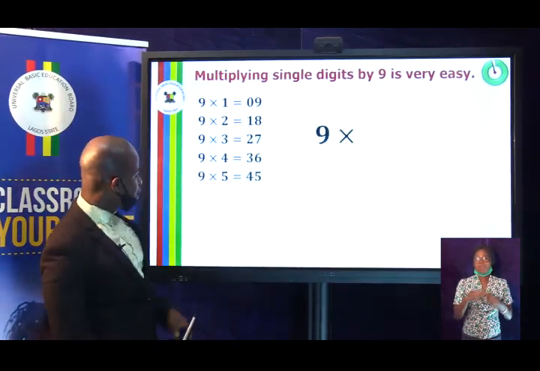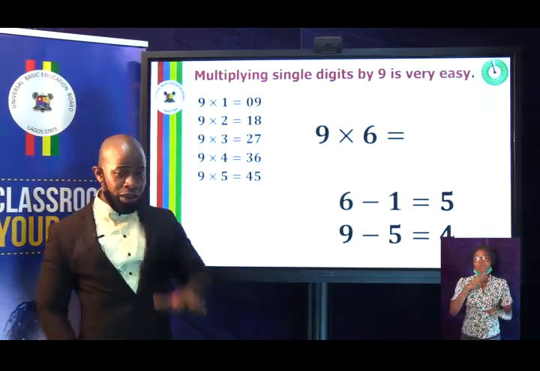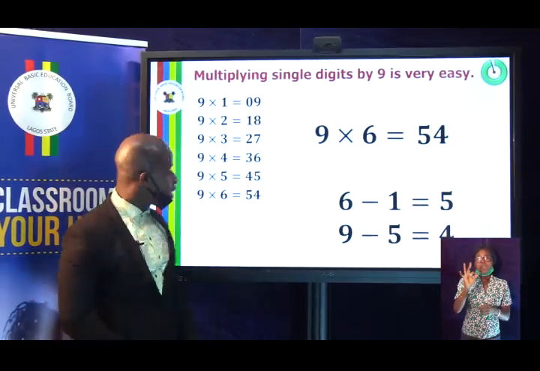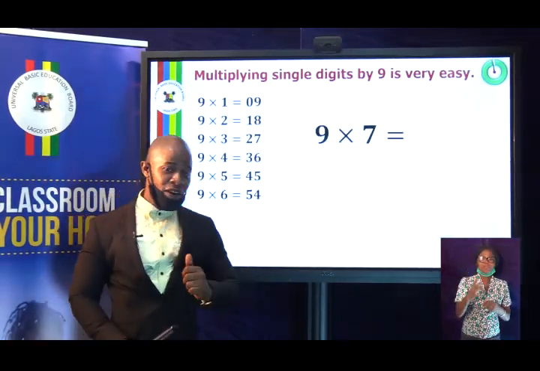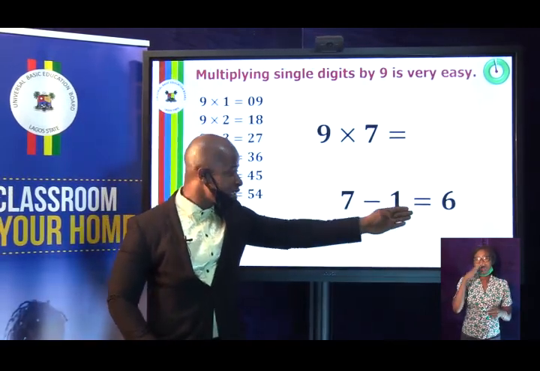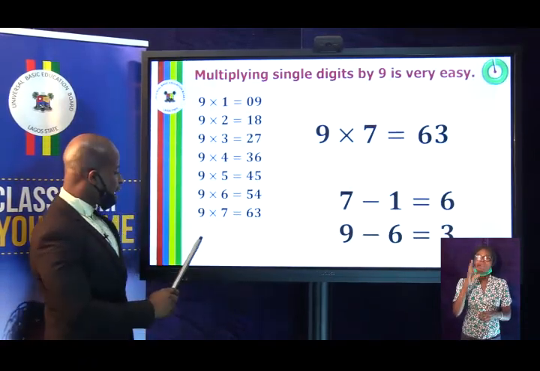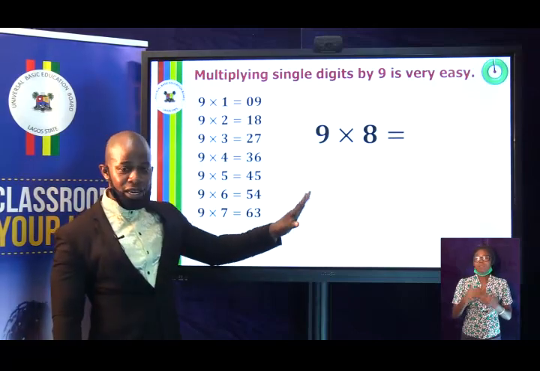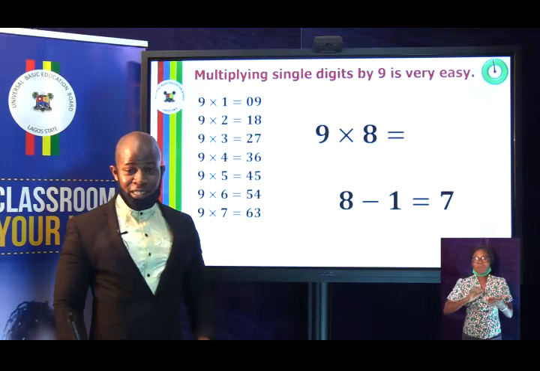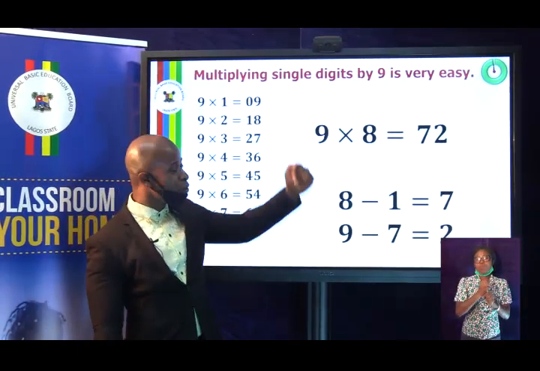9 times 6 is very easy. 6 minus 1, that gets me 5. 5 and 4 to make it up to 9. 9 times 7 is very easy. 7 minus 1, that gives me 6. 6 and 3 to make it up to 9. 9 times 8 is very easy. 8 minus 1, that gets me 7. 7 and 2 to make it up to 9.